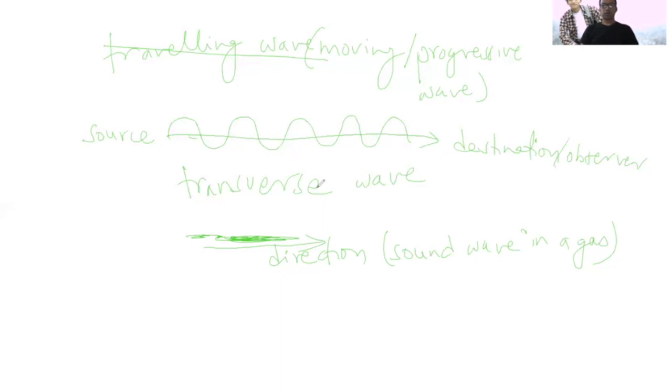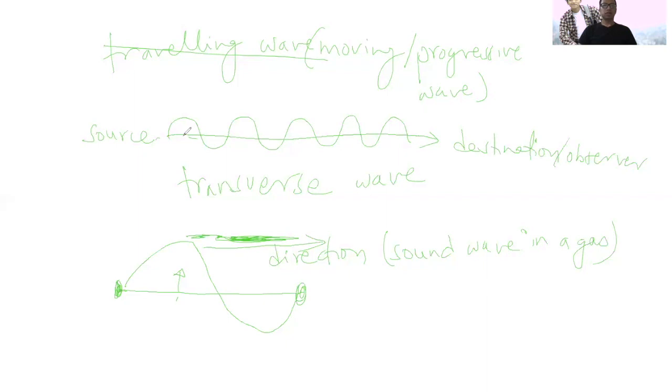If you pluck a string, for example the string in a guitar, somewhere in between the two fixed points like this, then it will vibrate like this. So this is a transverse wave. You got the idea of transverse and longitudinal, transmitting from source to the destination.